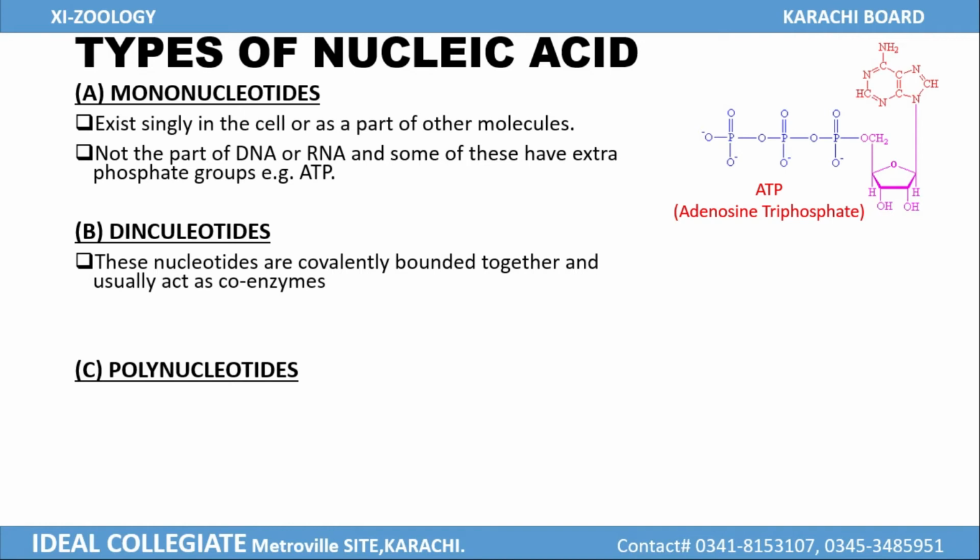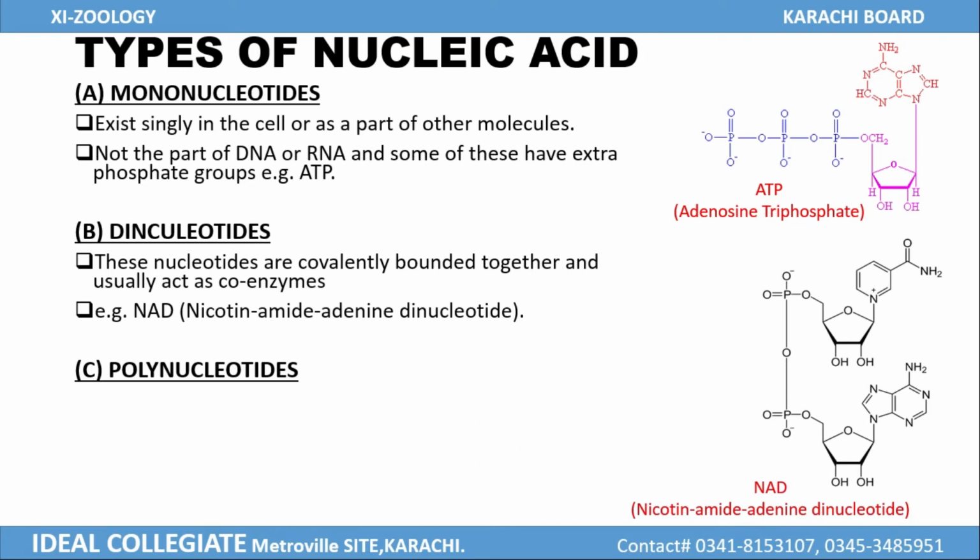The next one is the dinucleotide. Dinucleotide means two nucleotide units combine and work together. Most of the dinucleotides in a cell act as coenzymes. For example, NAD, nicotinamide adenine dinucleotide, which consists of 2 nucleotide units.